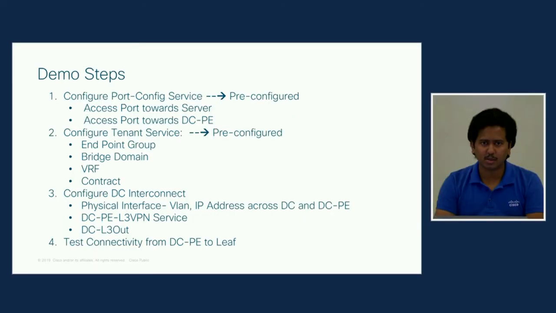As part of this demonstration, I have pre-configured the tenant service and the port configuration service. I'll walk you through the DC interconnect to set up the SR MPLS BGP, EVPN, and LU session, and finally associating the tenant configuration to allow the VRF on this session. And to enable the traffic, we will associate the contracts needed for this traffic enablement.